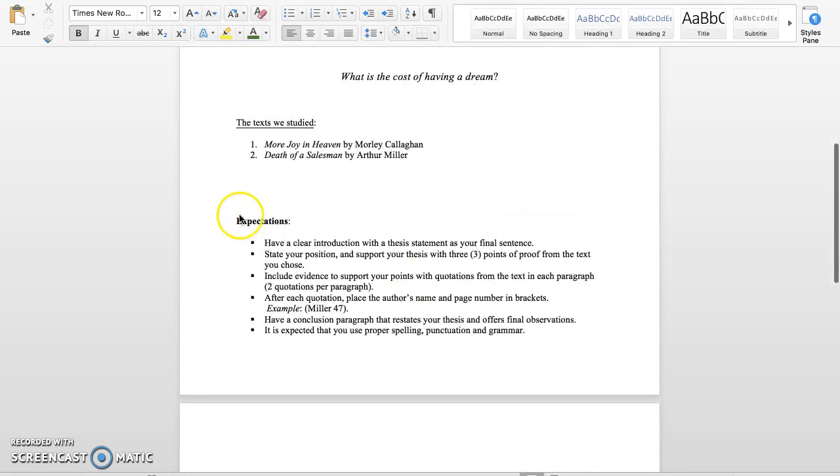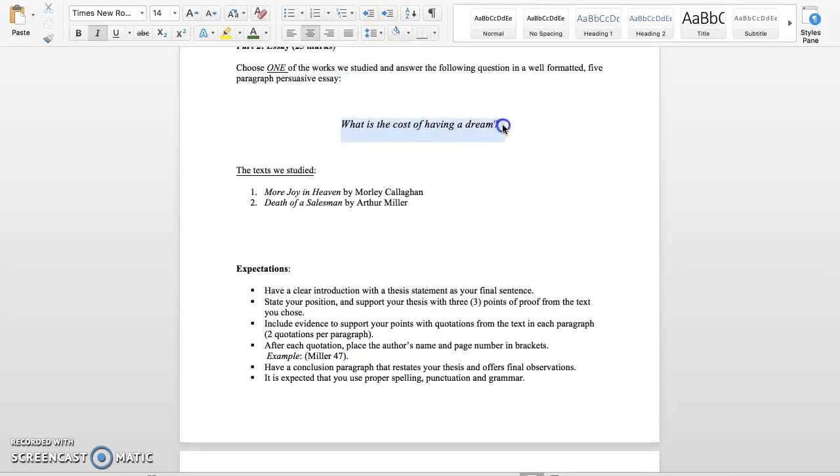Okay, so down here are the expectations, which is really more of a little checklist to make sure that your essay has the components that it needs. Your introduction: state your position, which is your answer to this question here. Your position is, what is the cost of having a dream? Support your thesis with 3 points of proof from the text you chose. So your thesis will sound like, such and such had a dream of a normal life, or whatever your argument may be, and it cost him or her reason 1, reason 2, reason 3.